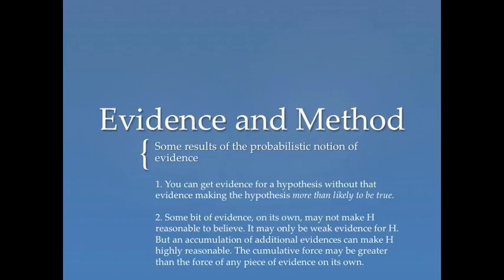So here are some of the results of this notion of evidence. First, as we've already discussed, you can get evidence for a hypothesis without that evidence making the hypothesis more than likely to be true. So a hypothesis is more than likely to be true if it's above 50%. So suppose you're 30% confident that some hypothesis is true, and then the evidence pushes you above 50%. You're at like 90% confidence. Well, in that case, you have reason to believe the hypothesis is more than likely to be true.